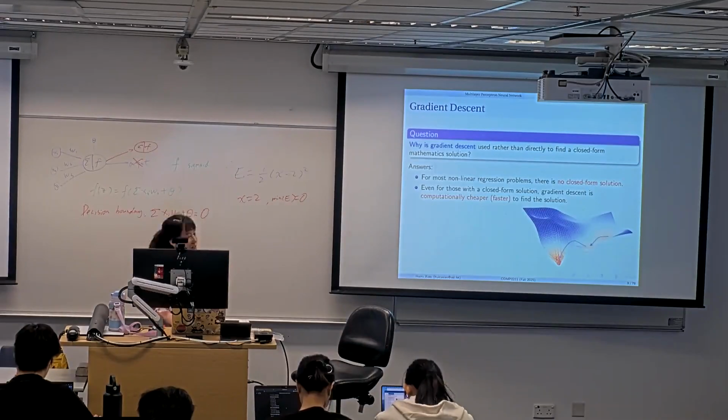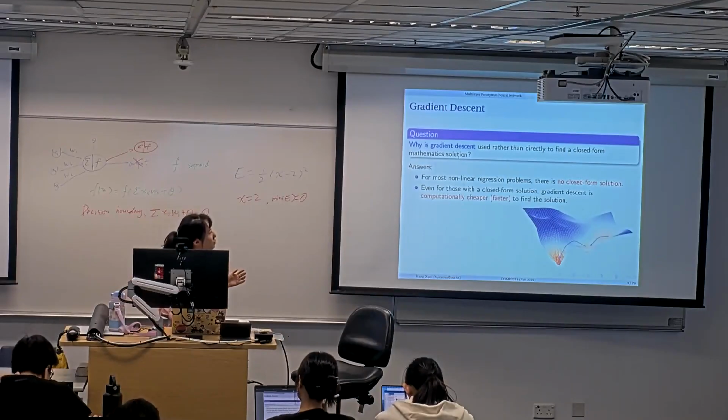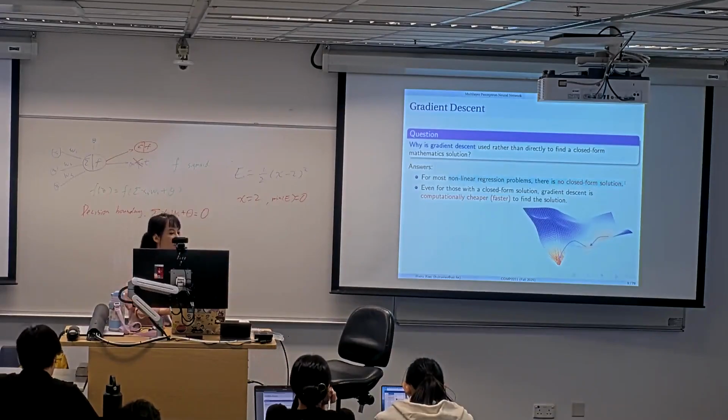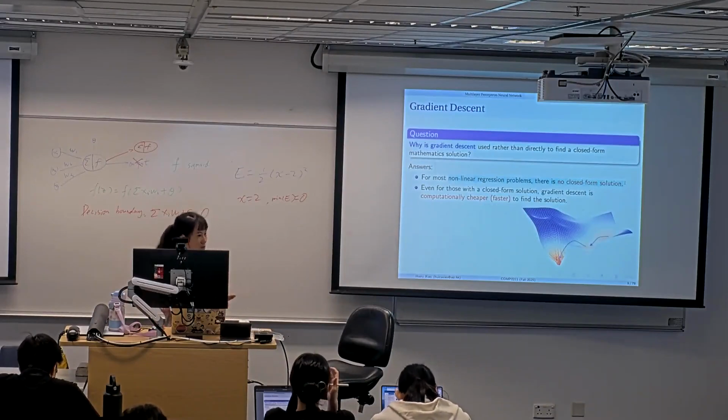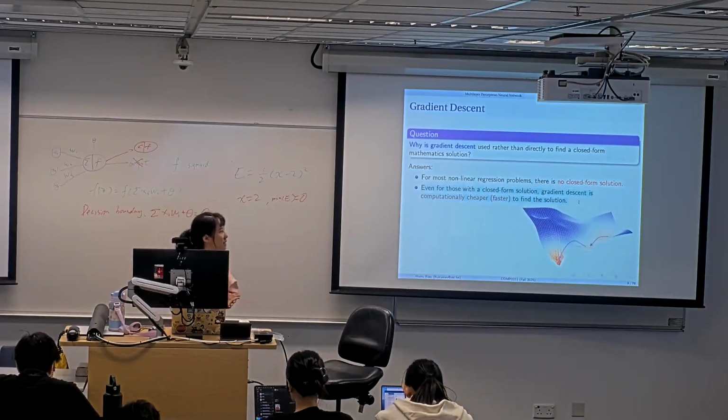Why not directly get the closed form mathematical solution? Why should we use gradient descent? Why not find the minimum using this closed form one? The reason is that, of course, for this simple example, we can easily get the closed form solution, but for most nonlinear regression problems, there is no closed form solution. Possibly the error function just does not have a closed form solution, or even for those with a closed form solution, gradient descent is much cheaper computationally. It's very fast. Even though it possibly takes many iterations, it's still faster than computing the closed form solution.